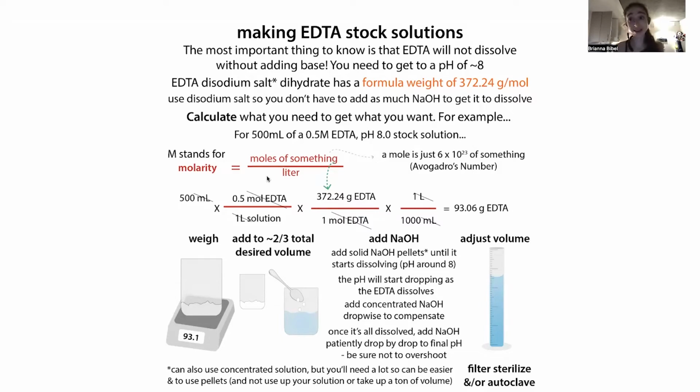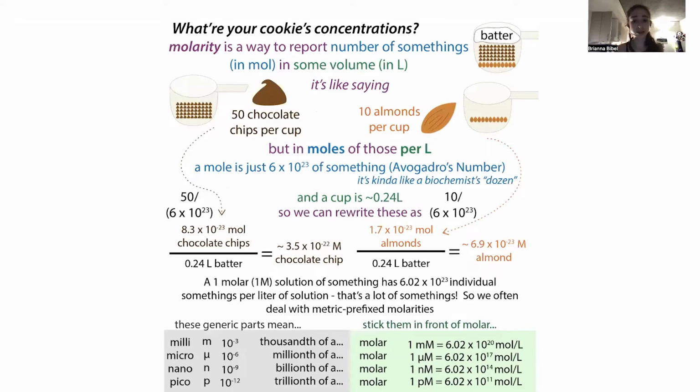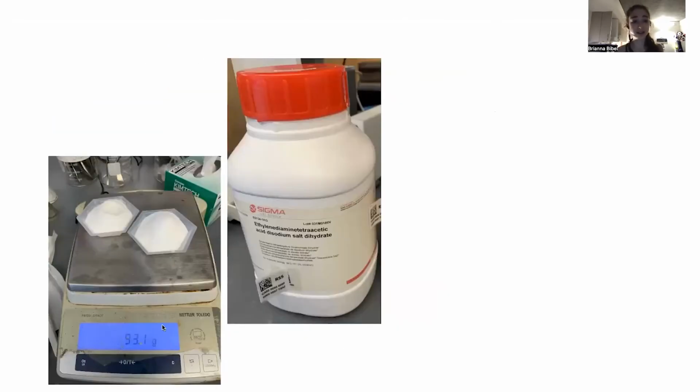Okay, so anyway, I decided to make 500 mL. So I calculated what I need, basically just dimensional analysis. I have a post on this if you're confused about it. I set it up so the units cancel out and end up getting that I need to weigh out 93.06 grams of EDTA. Now my balance doesn't go that exact, so round to what your balance does do. So 93.1. It's quite a bit of EDTA.